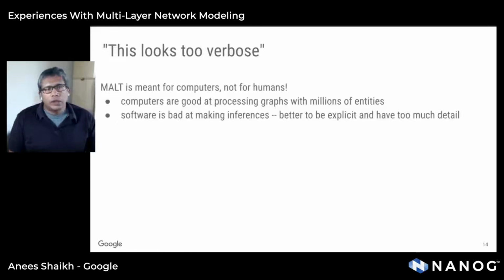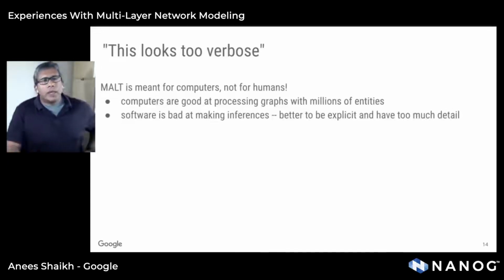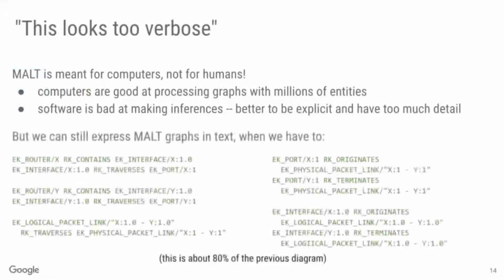An engineer looking at a graph with some missing pieces can probably reason about what's missing and what's needed, but computers can't do that. So hence, we have focused on making the model as explicit as possible to enable software to operate on it. And then we do have ways to represent these entities and relationships in text so that engineers can read them when we have to. But this isn't the normal way that we actually operate on the models. And the text that I'm showing here represents about 80% of the previous diagram, so it doesn't capture quite all of it, but it captures quite a bit of it.